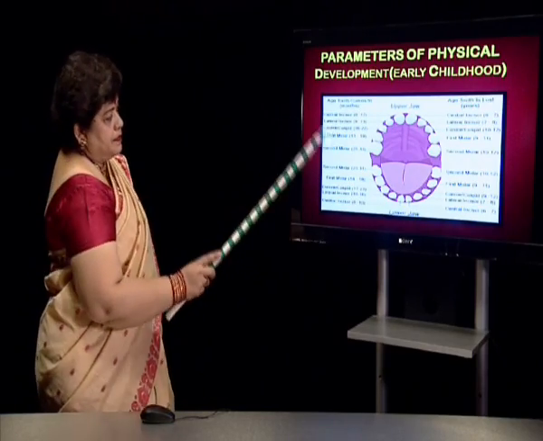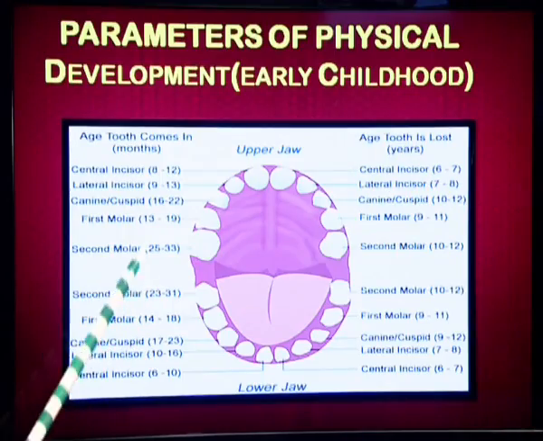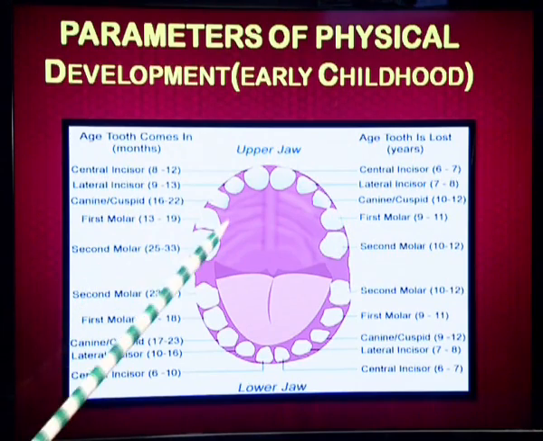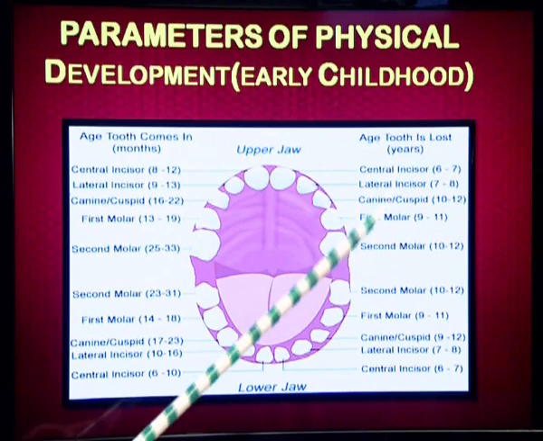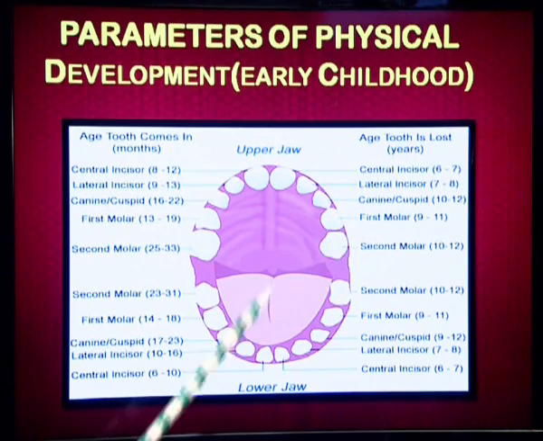This is the detailed picture of the teeth that we see. In the upper jaw, you will find there is again central incisor and lateral incisor, canine and first molar, and these are the second molar, and similar you have in the lower jaw.